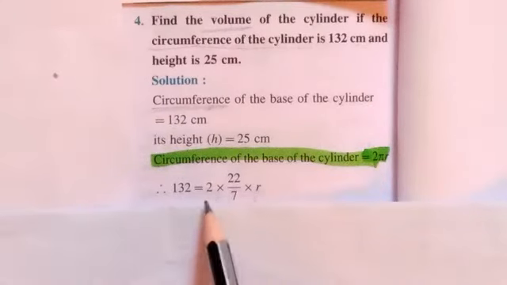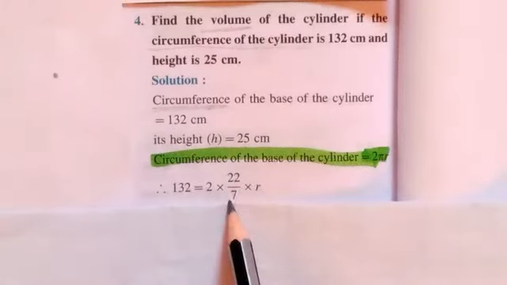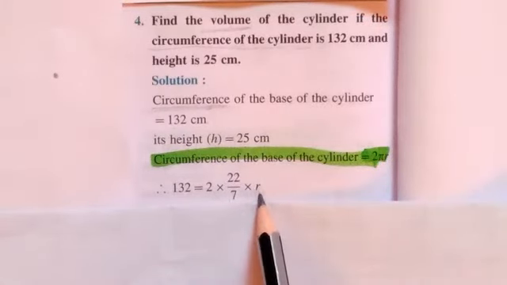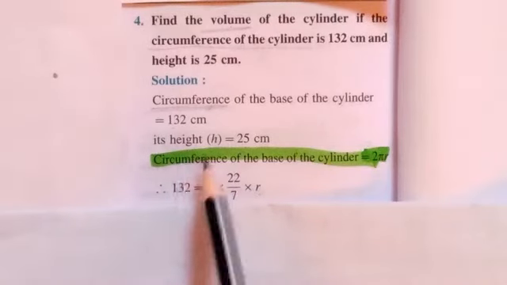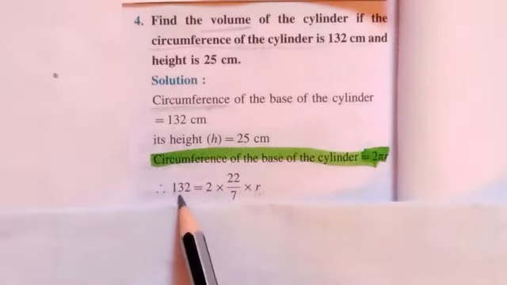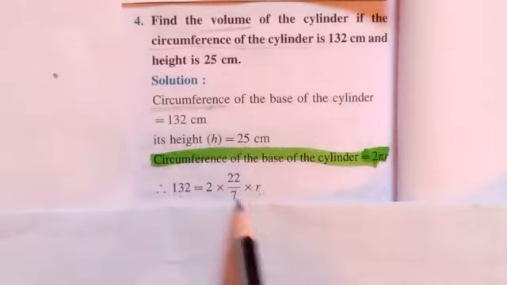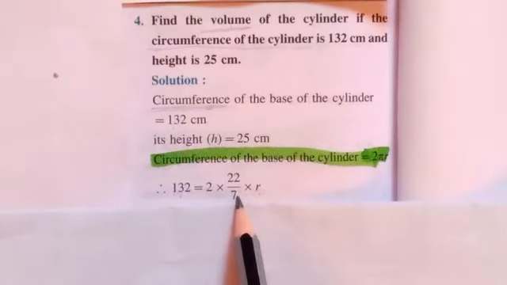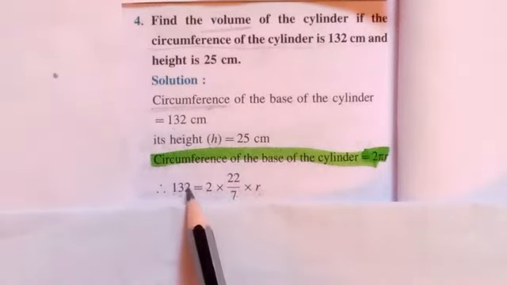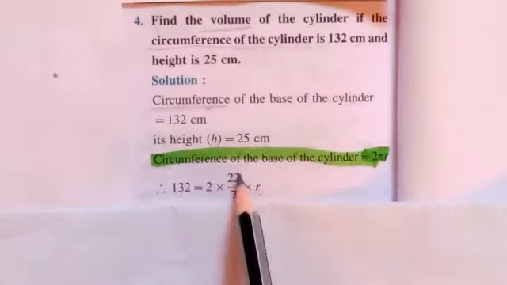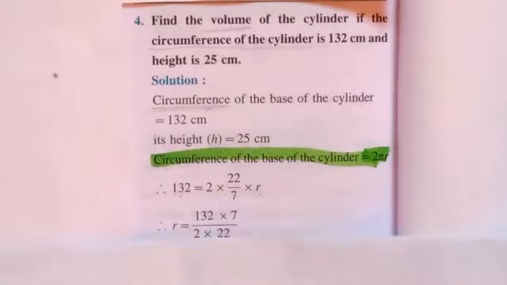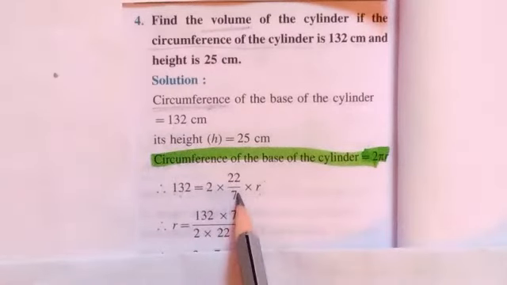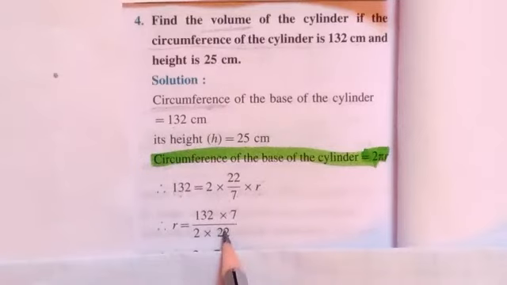Here 2 will be as it is, pi value will be 22 upon 7, and we don't know r, so we write r only, and the circumference is 132, which we write on the left side. Now students, we have to send all this to the opposite side by taking the reciprocal. The 7 dividing the 22 goes to the opposite side and multiplies with 132, and these two numbers will be at the denominator. Therefore r is equal to 132 multiplied by 7 divided by 2 into 22.